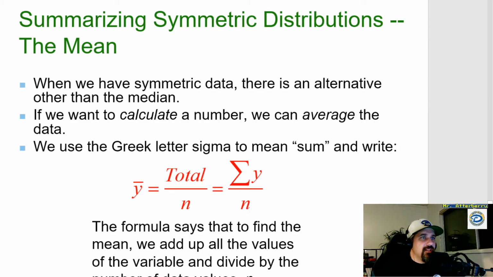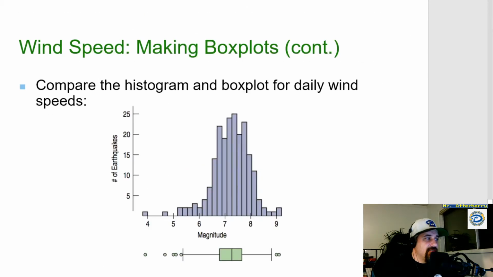Summarizing symmetric distributions, the mean. What this talks about with symmetric data: if you have something that looks kind of like a bell curve, you want to use your average. But if it's not a bell curve, if you think there might be skews, skew left, skew right, or just anything different, you'll want to use the box and whisker plot. You want to use things like the median and the quartiles, that helps you the most.